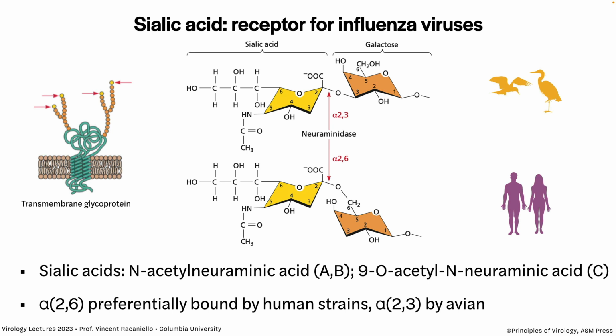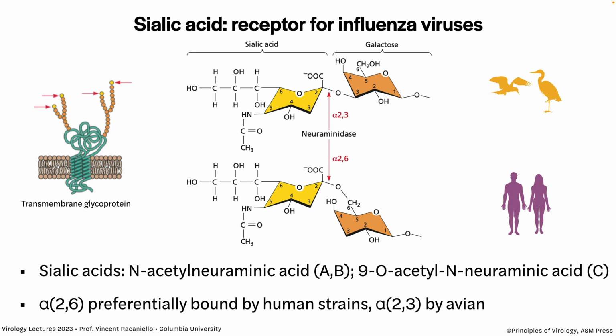It's either an alpha-2,3 or an alpha-2,6 linkage. All that means is that the number 2 carbon of sialic acid is linked via an oxygen to either the 3-carbon of the next sugar or the 6-carbon of the next sugar. Very simple nomenclature.